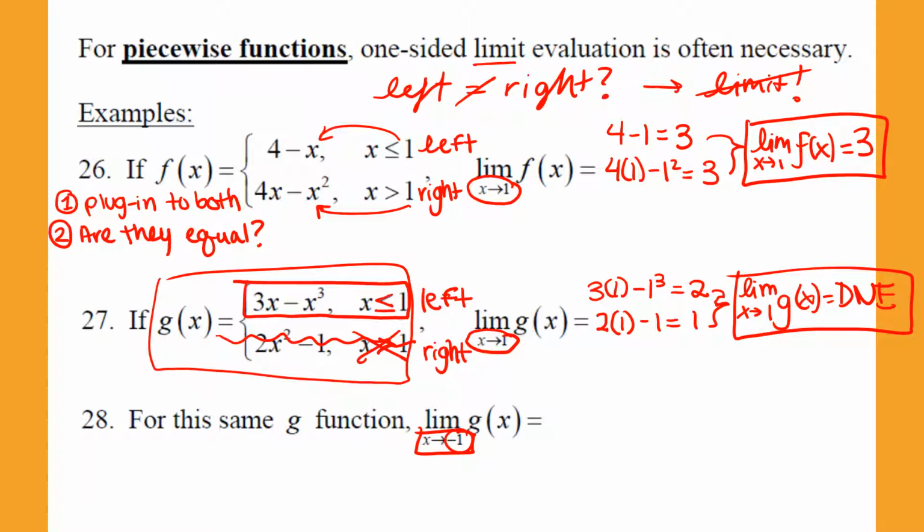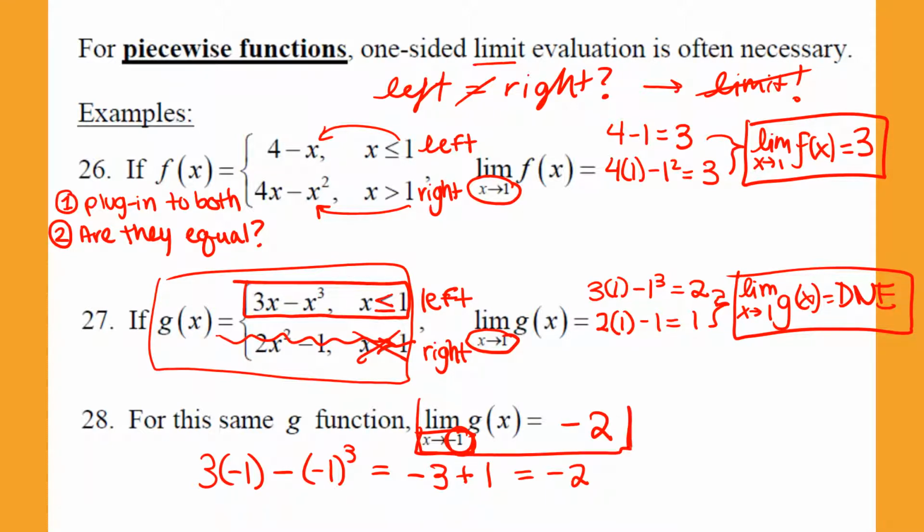And this is just a plug and chug. Okay, so we're going to say 3 times -1 minus -1 cubed. That's -3, and that's going to give us +1, gives us -2. So our limit as we approach -1 is -2. And we're all done for that problem.